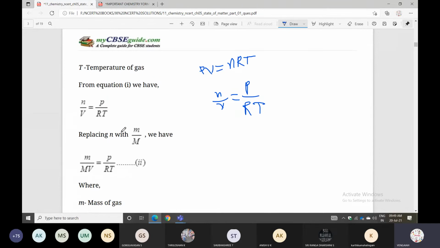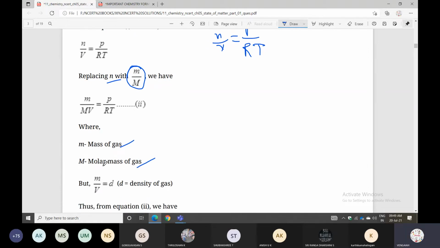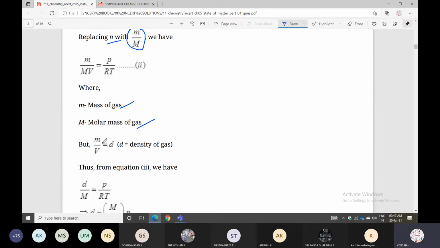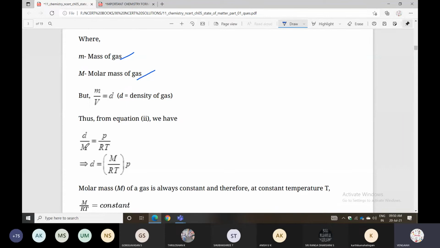Replacing n with m by M, which is the given weight by gram molecular weight, so m by M. You can substitute where n is, since it is the number of moles formula. Here m is the mass of the gas and M is the molar mass of the gas. Then m by V, what can you write? The density of the gas. m by V is nothing but the density of the gas. Thus from equation 2, you can write density.